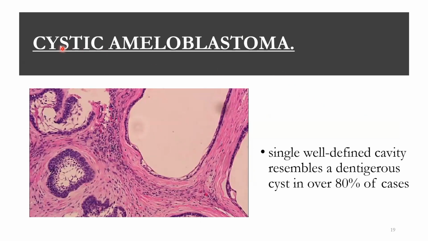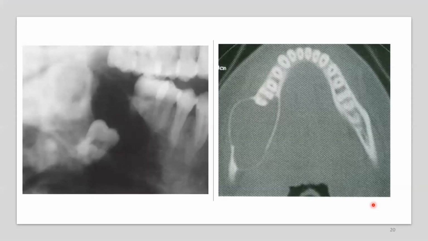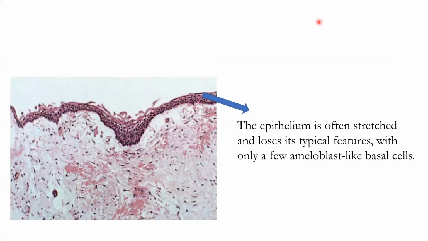The next type is cystic ameloblastoma. The name itself says cystic. There is a single well-defined cavity which actually resembles a dentigerous cyst in over 80% of cases. It occurs in the posterior mandible, and the age group is about the second to third decade of life. Radiographically, you can see that it is associated with an impacted tooth, and there is a sclerotic border, and it is unilocular in appearance, not multilocular. Very similar appearance to a dentigerous cyst again.